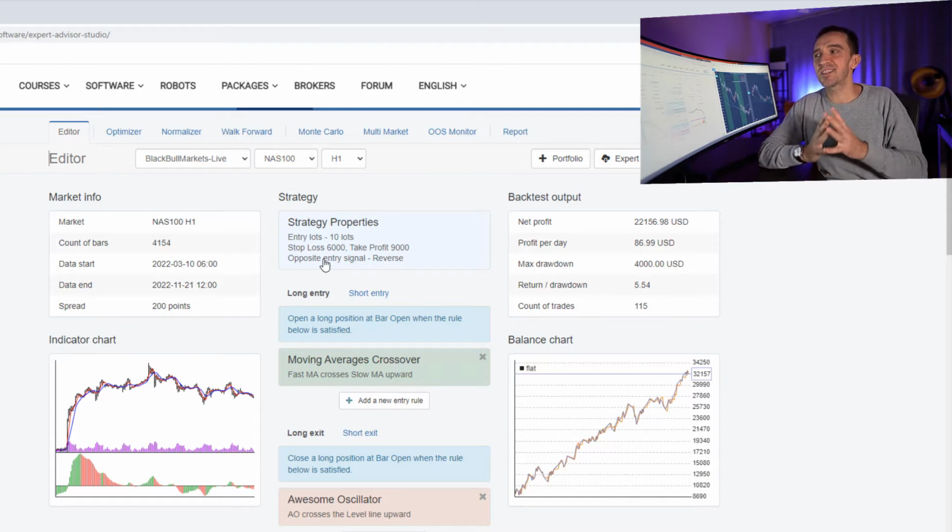Stop loss of $60 from the NASDAQ price and take profit of $90, to secure quick profits, and the first protects the capital from bigger losses.